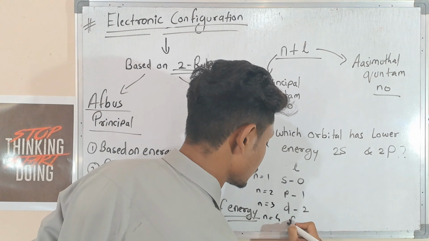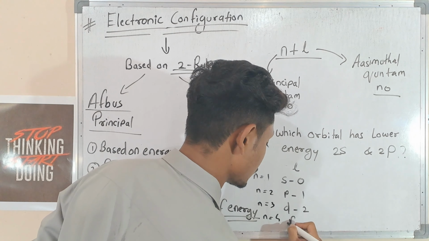Here is our azimuthal quantum number. The s subshell has azimuthal number 0, p has 1, d has 2, and f has 3. By this data, you can calculate which orbital has more energy and which has lower energy.